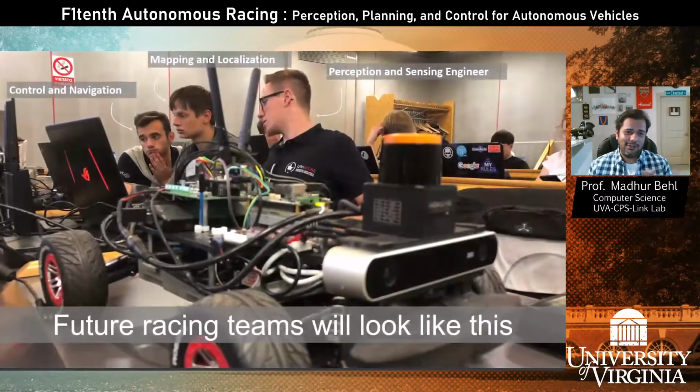In the future, I think autonomous racing teams will look a lot like this, where you don't just have the mechanical guys and the mechatronics people on the team, but you have computer scientists and systems engineers who are responsible for control, navigation, perception, mapping. And this is already happening at scale, as you will find out by the end of this lecture.